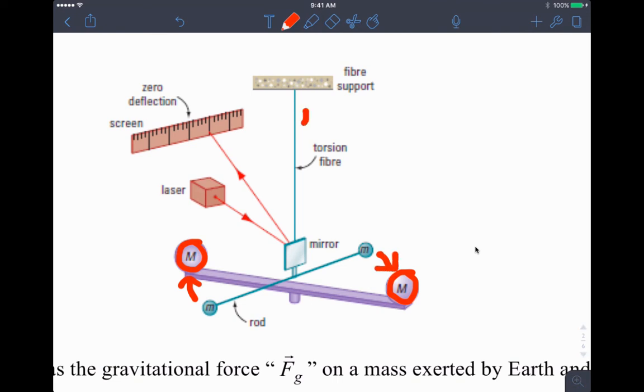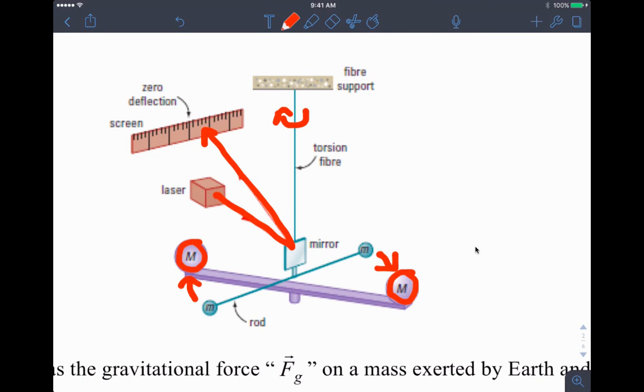Effectively, the small masses will rotate like this. So that means this torsion fiber is going to twist a little bit. It's not very much, but if you use a laser, as shown here, that laser can hit the mirror and then reflect off and make a mark, or at least show on a graduated display how many degrees of arc the apparatus moved through.